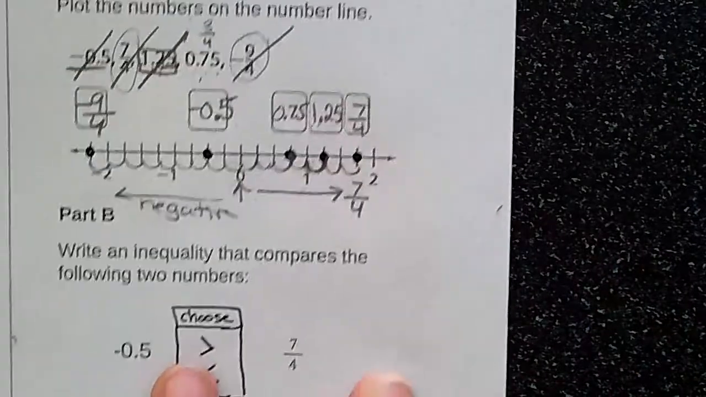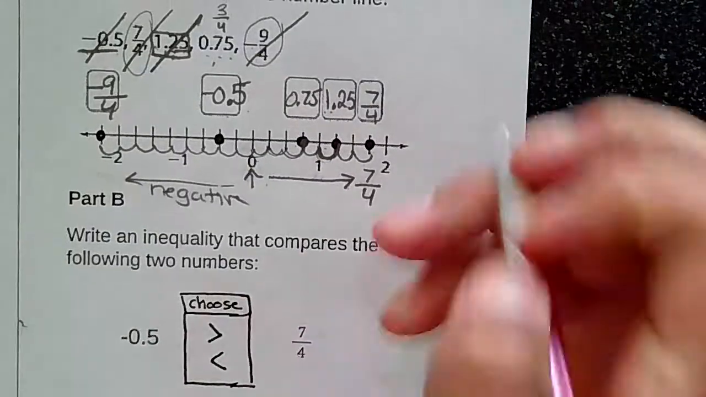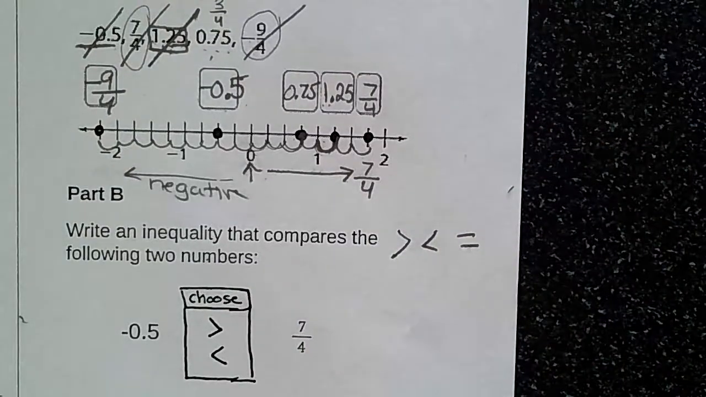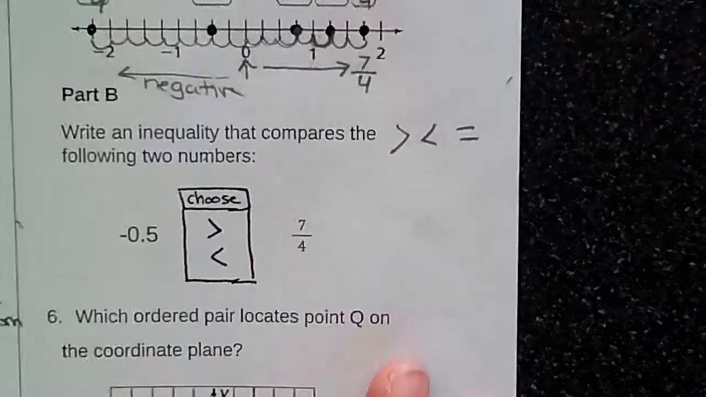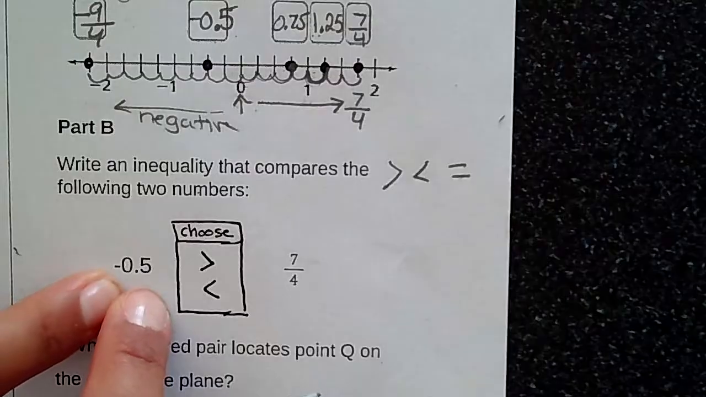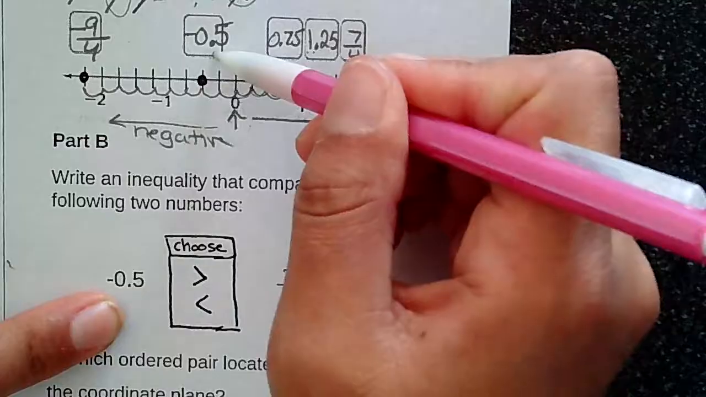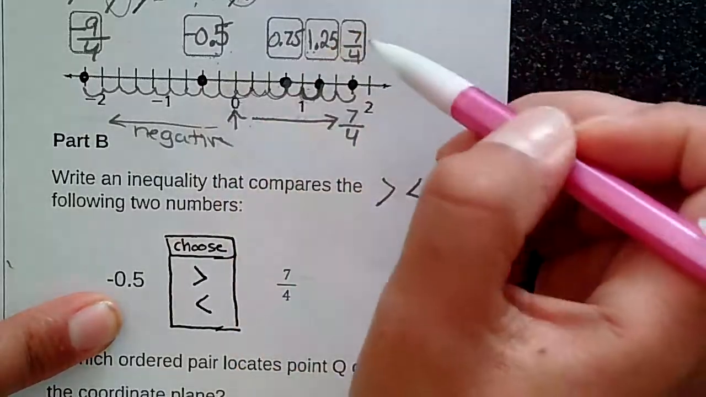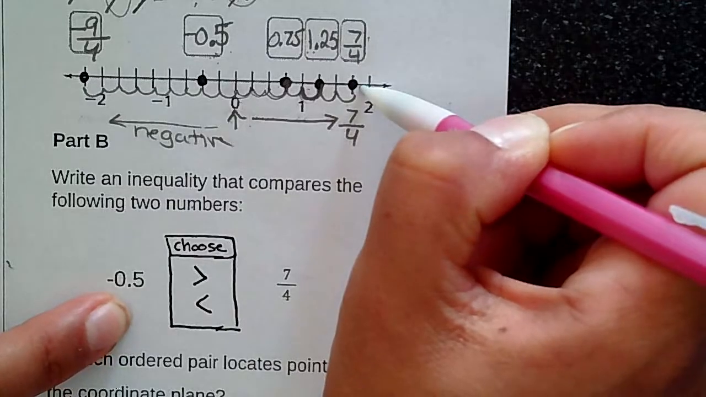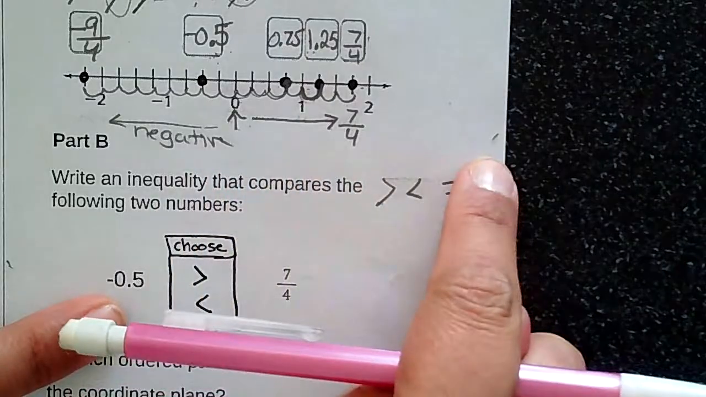So now that the number line is plotted, I have to write an inequality and use inequality symbols. That means greater than, less than, and equal to that compare the following two numbers. I'm comparing negative 5/10, or negative 1/2, this number, and I'm comparing 7/4. So I want to know which one is greater. And remember, to the right, the further right my number is, the greater it is.